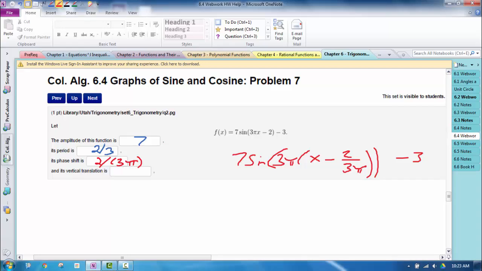If you enter it in like this, it'll do 2 divided by 3 times pi. So Webwork recognizes it as 2 divided by 3 times pi if you enter it in like that. So be careful, and so does the calculator, so make sure you try that on your calculator to see the difference. The last thing is the vertical translation, which shifted down 3 units, so I'm going to enter a -3 there.